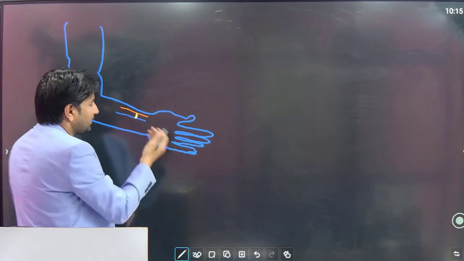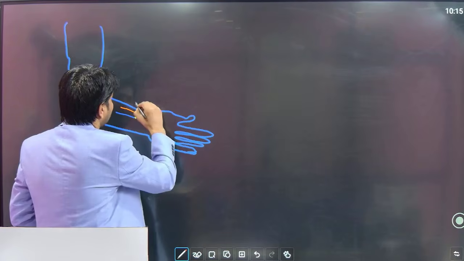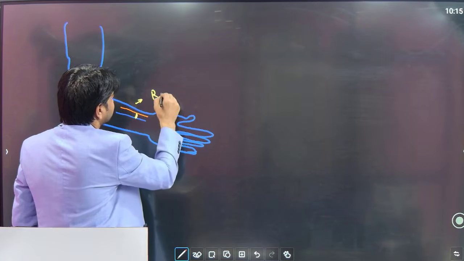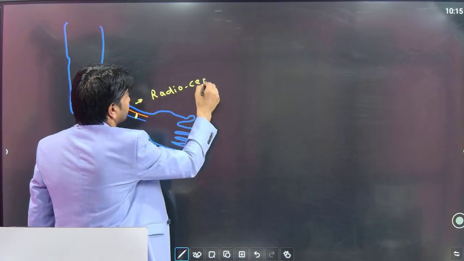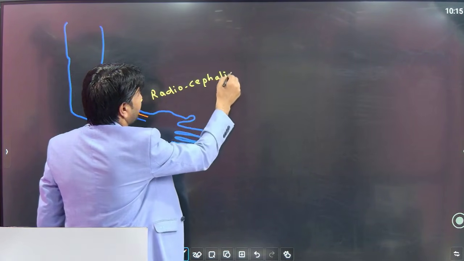A fistula that is created near the wrist, which is the area on the lower part of your arm just above your hand, is known as a radiocephalic fistula. This name comes from the fact that it connects the radial artery to the cephalic vein in that region.